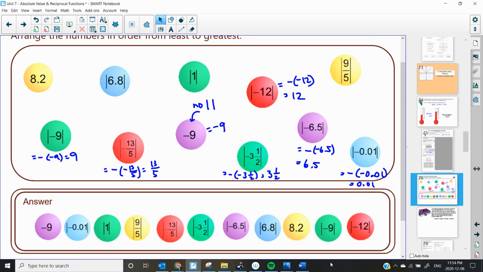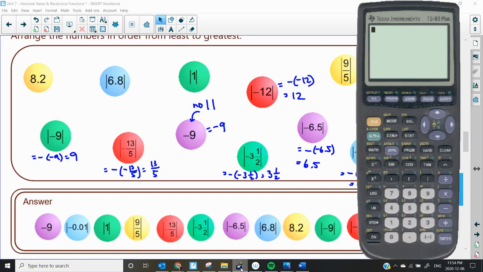Now let's take a quick look at how we would put an absolute value into our calculator. So if I wanted to type in the absolute value of -9, I would click on the math button. Then I would arrow over to number, and I would choose number 1 for ABS. And then I type in -9 and I close my brackets and I get 9. Now it's important to note that if you have a TI-84 Plus or any of the newer calculators, it's going to look much different on screen.